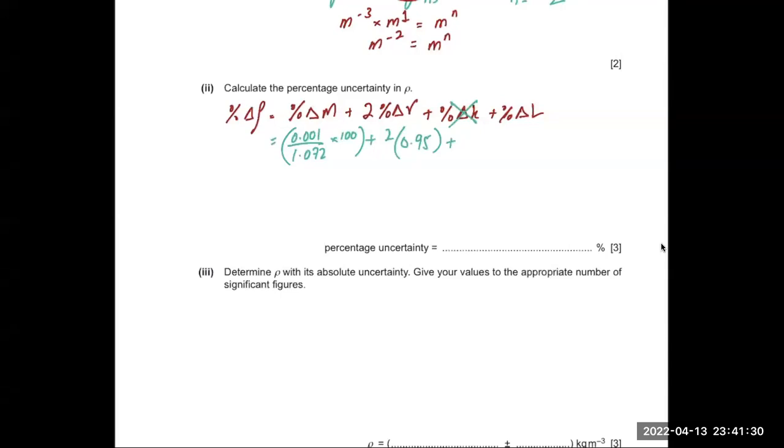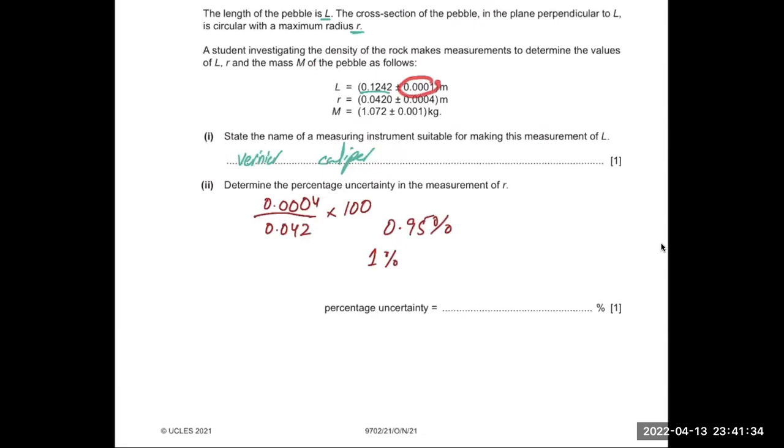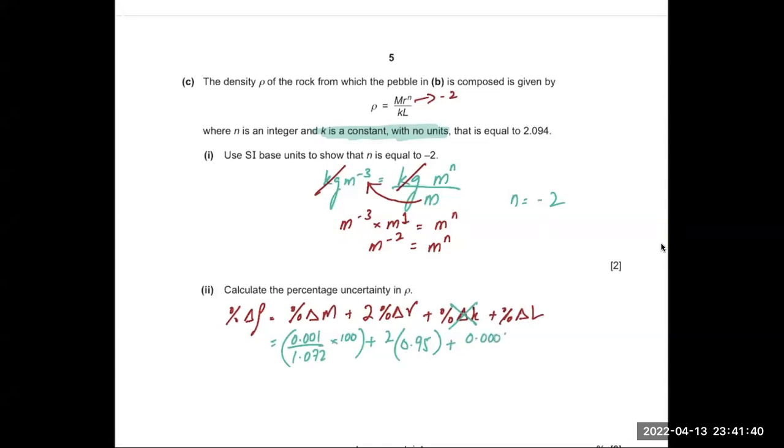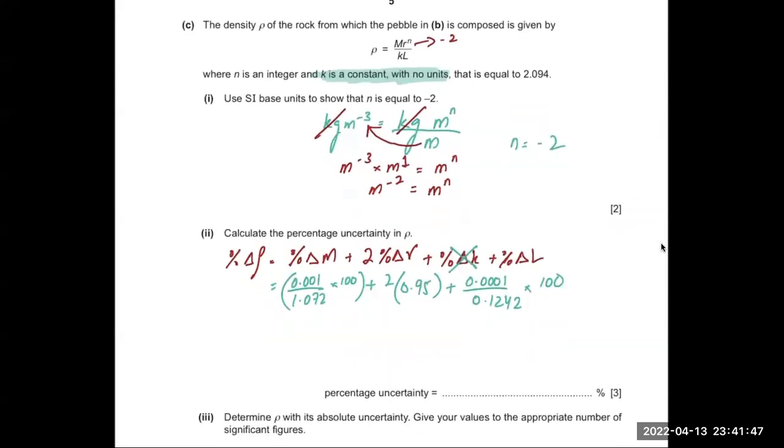The percentage error in L will be 0.0001 upon 0.1242 times 100. And that gives you the percentage error in rho. So if you calculate it, this will be 2.07%, 2.08%.